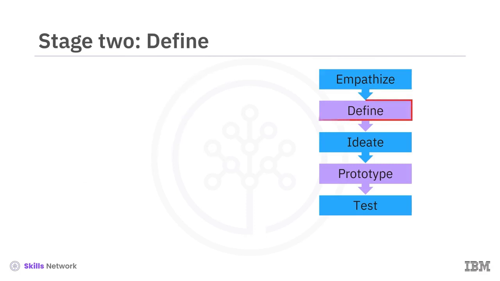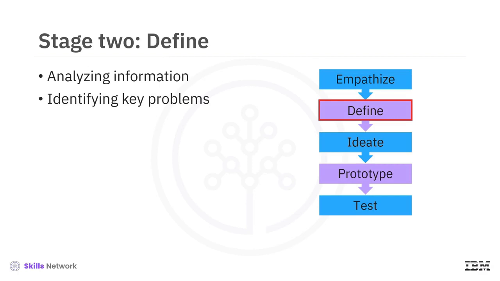The second stage in the design thinking process is define. This involves analyzing information that you collected during the empathize phase and identifying the core problems and challenges that the users are facing.